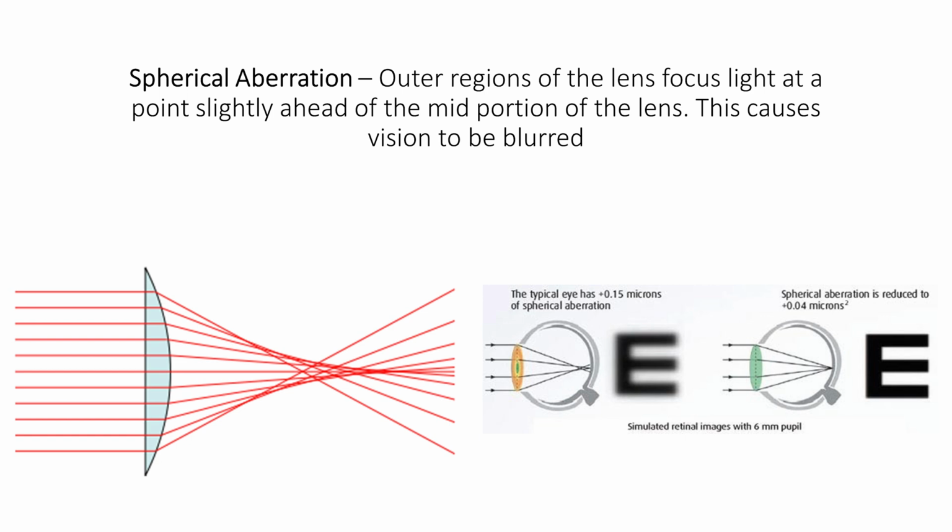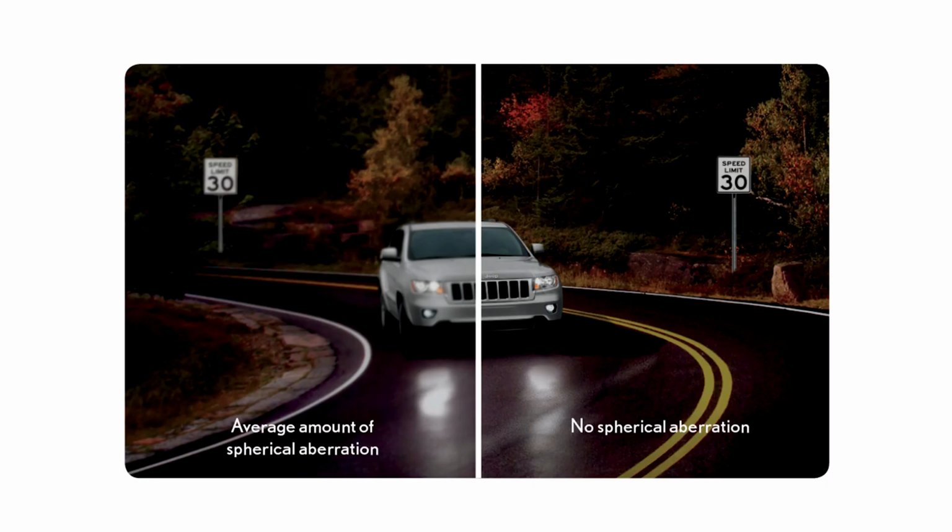Spherical aberration refers to how the outer region of the lens focuses light at a point slightly ahead of or behind the mid portion of the lens. This causes vision to be blurred. However, our brain integrates images from both eyes, which it then processes and creates a crystal clear image.